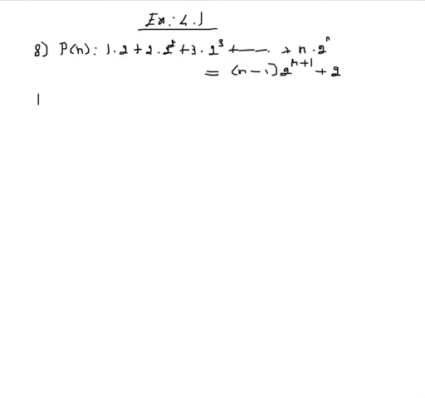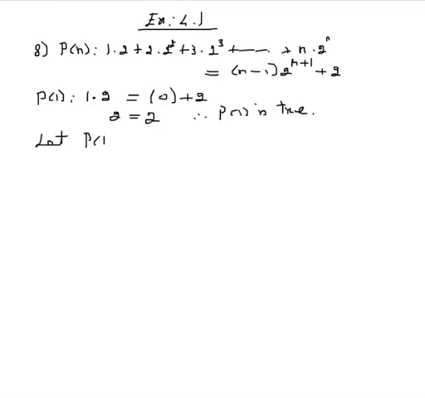So let us first prove that P of 1 is true. P of 1 will have only the first term. Now 1 minus 1 is 0, so the first term becomes 0 plus 2. So 2 equals 2. Therefore, P of 1 statement is true. Then let P of k be true. That is, we assume that P of k statement is true.